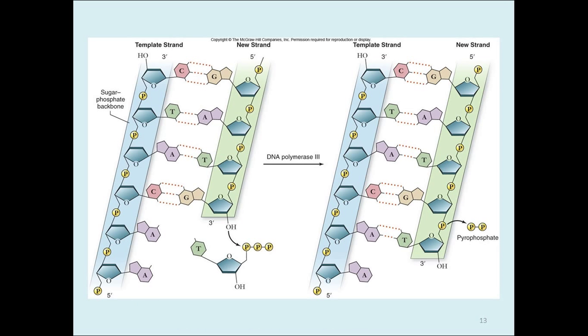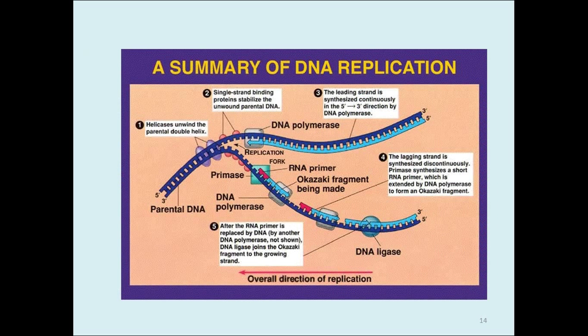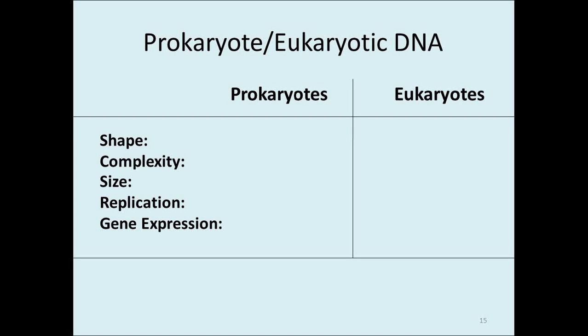This is another visual to show you how these 2 strands are made, and then this is a summary of how DNA is replicated. The writers of the AP exam love to have students compare things, and one of their favorites is the comparison between prokaryote and eukaryote DNA. When we look at shape, prokaryotes have circular DNA, eukaryotes have linear or double helix DNA.